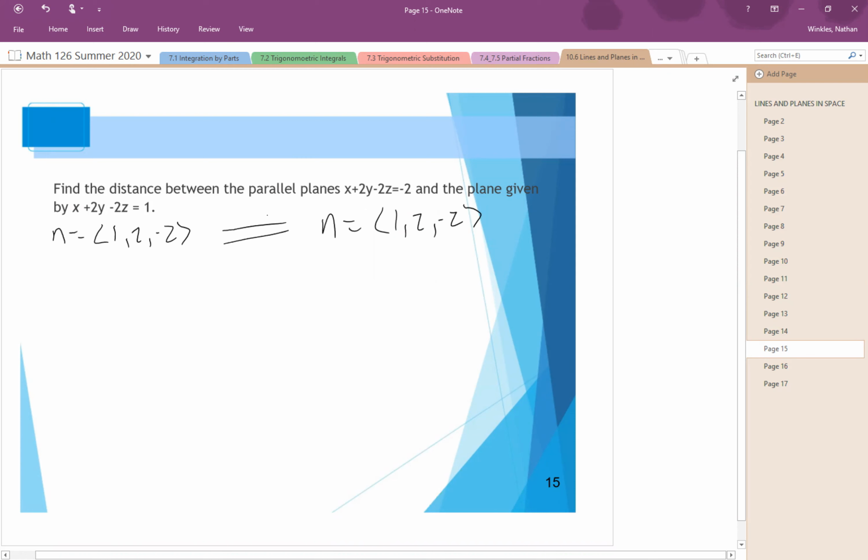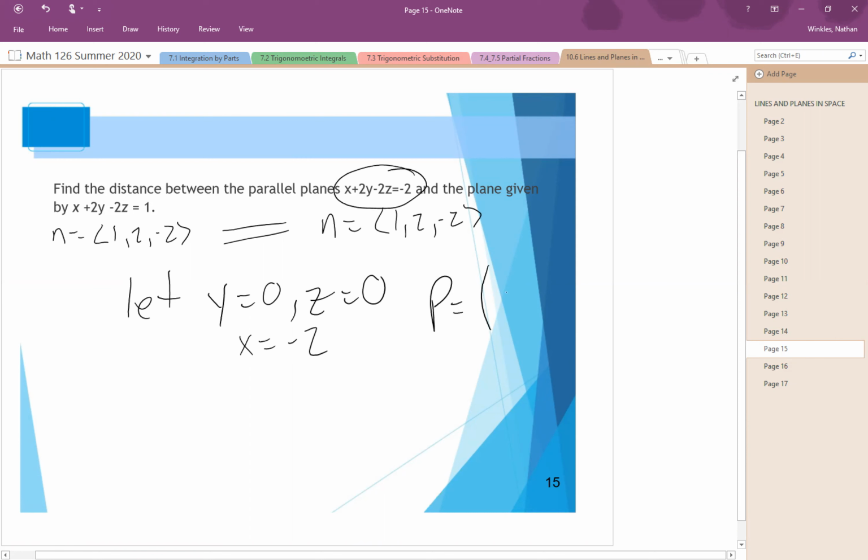So to find the distance between them, we need to choose a point on the first plane and then find the distance from it to the second plane. Okay? So it means we're going to work with this one right here. I'm just going to pick an arbitrary point. I'm going to let y equals 0, z equals 0. So when I do that, x equals -2. So we now have a point P that is (-2, 0, 0), and this is a point on the first plane.